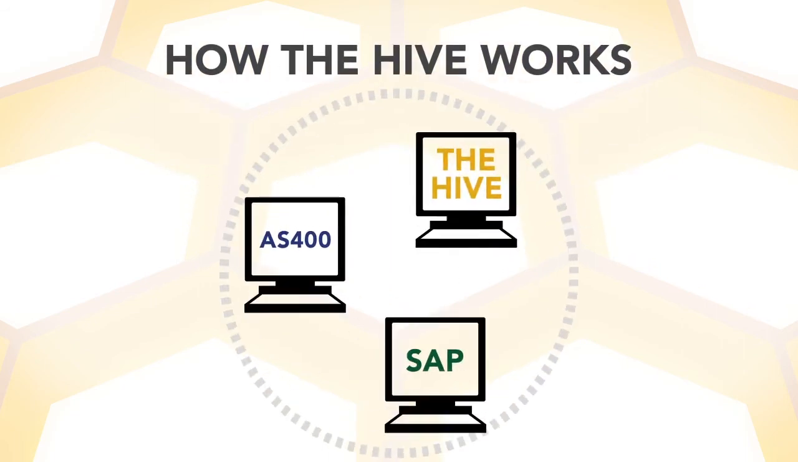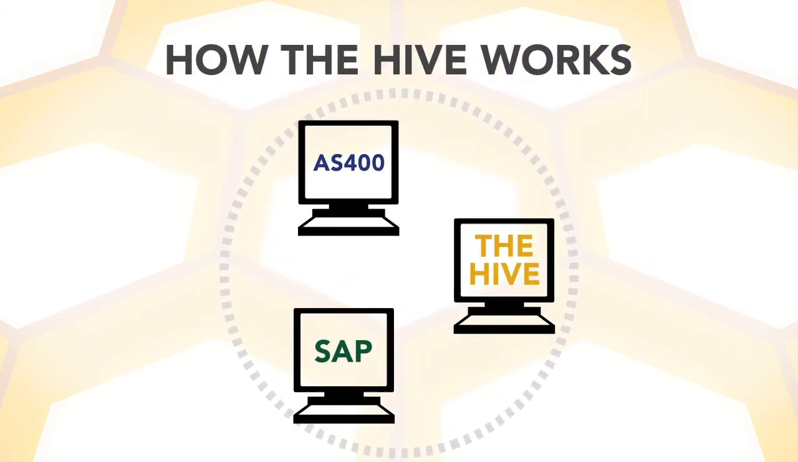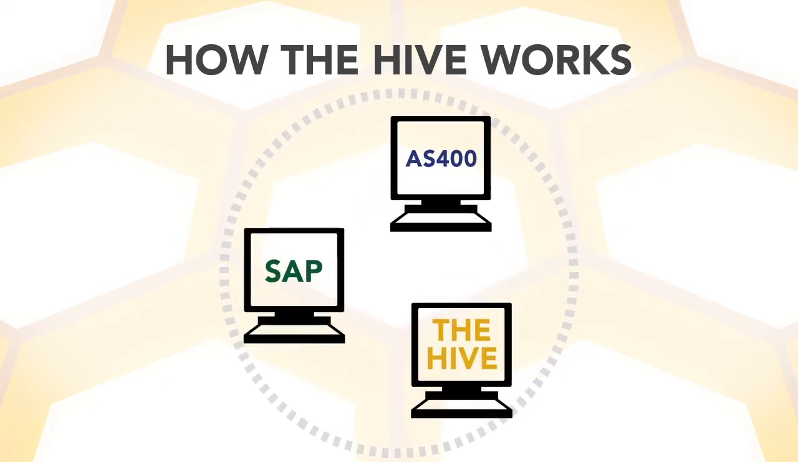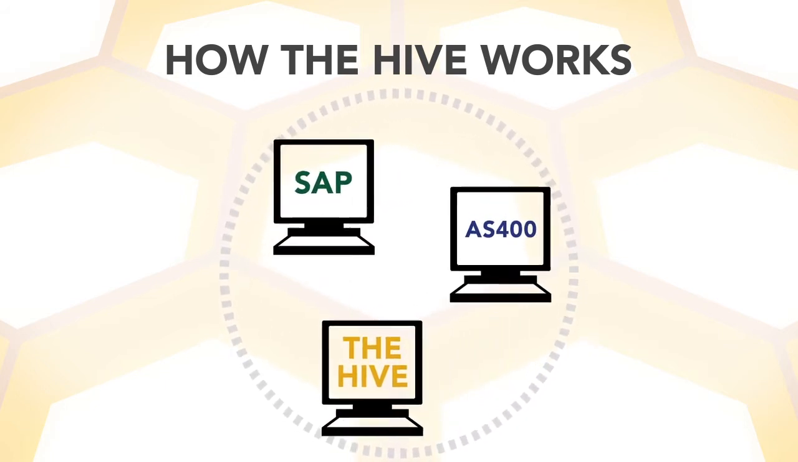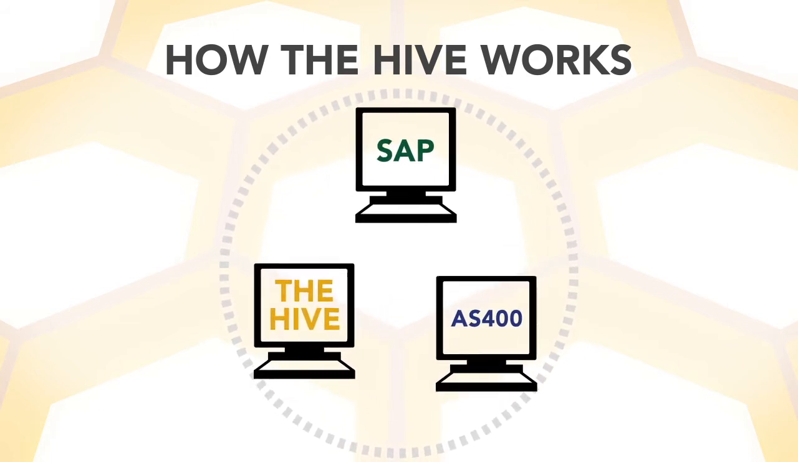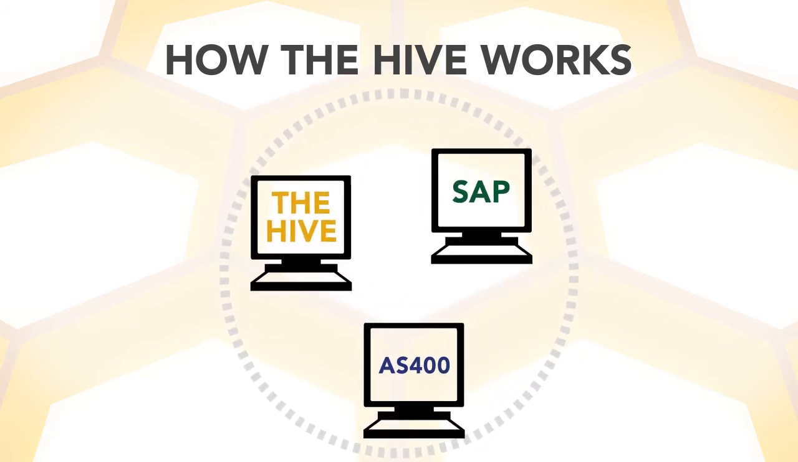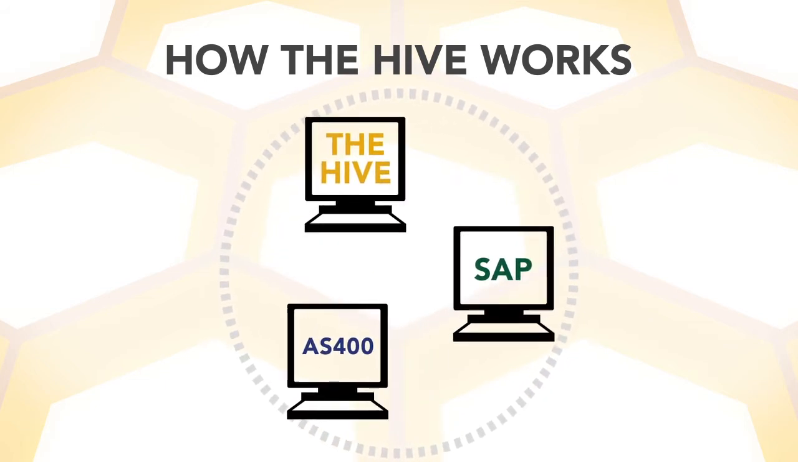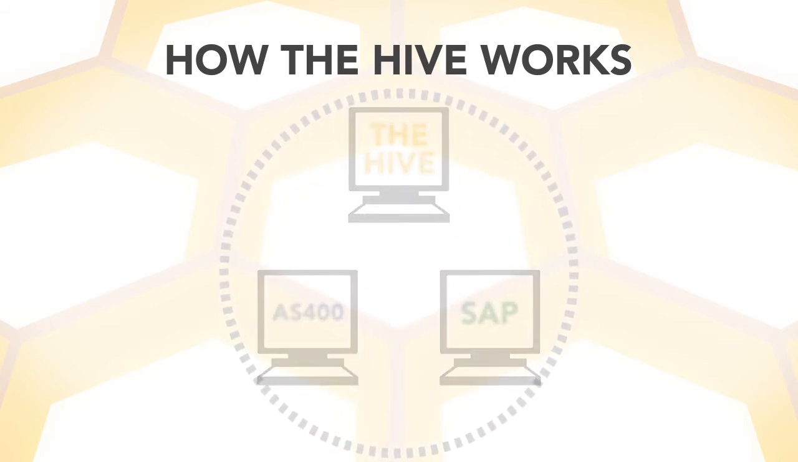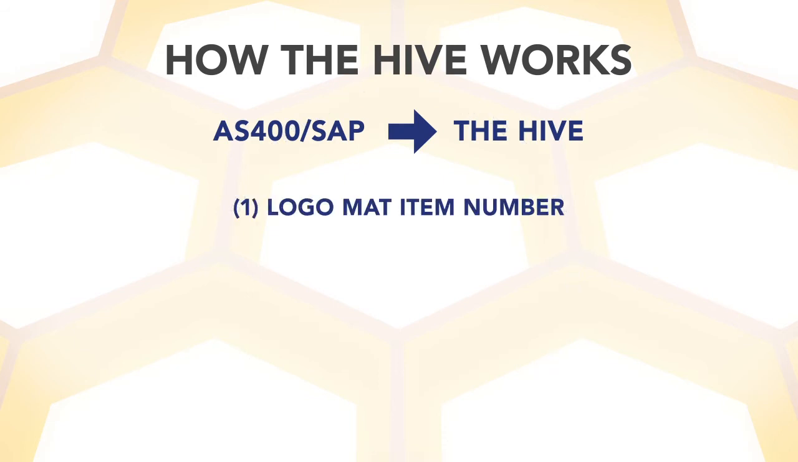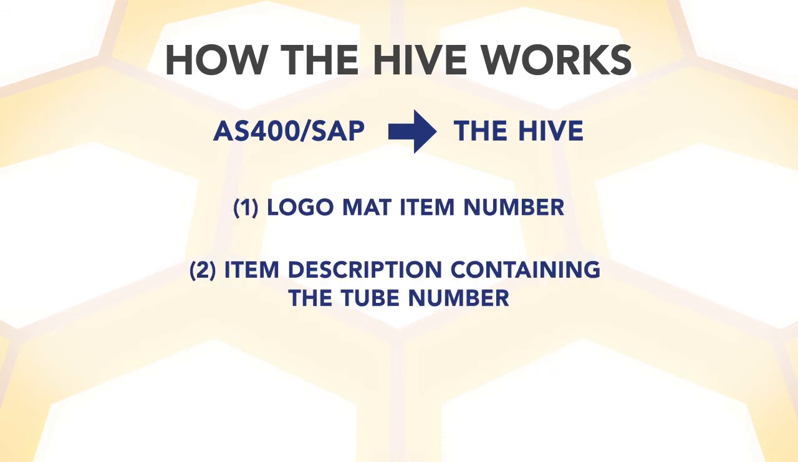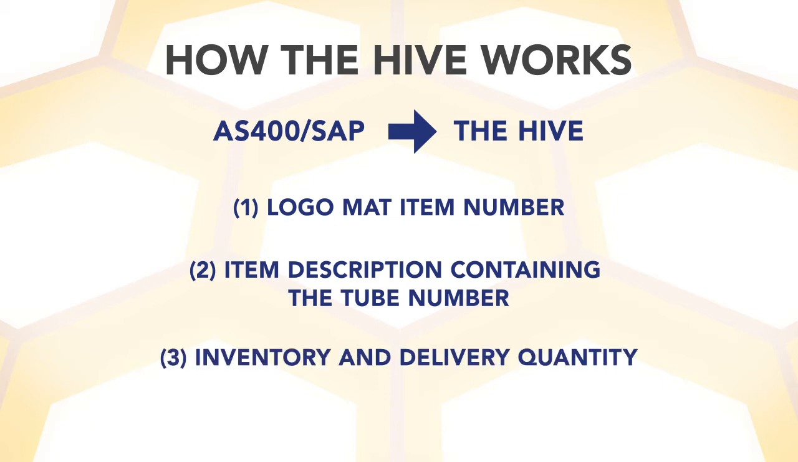The Hive is linked to AS400 and will also be linked to SAP once the conversion takes place for your location. A nightly query runs, automatically sending a location's logo mat data to the Hive. The Hive picks up the following three components of the query's data: the item number, the item description, and the inventory and delivery quantity. If any of the three data components are out of range, the Hive will not update properly for the specific mat that is keyed with the incorrect data.